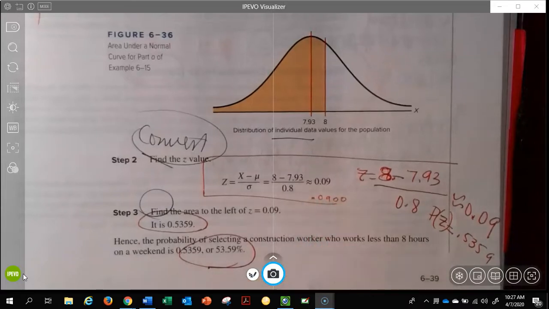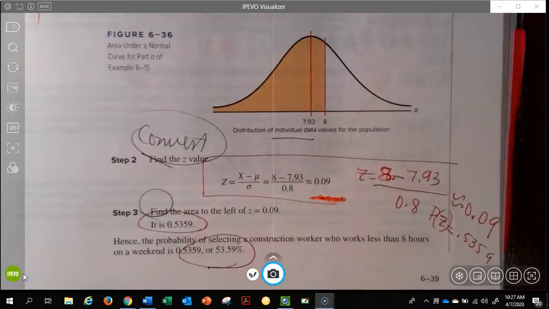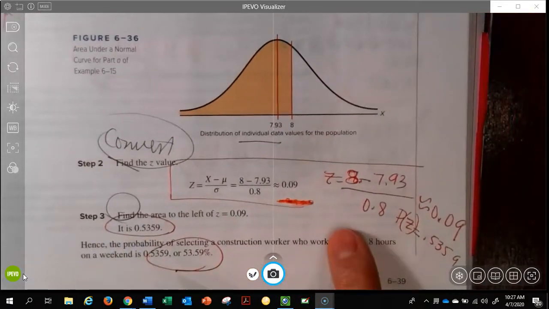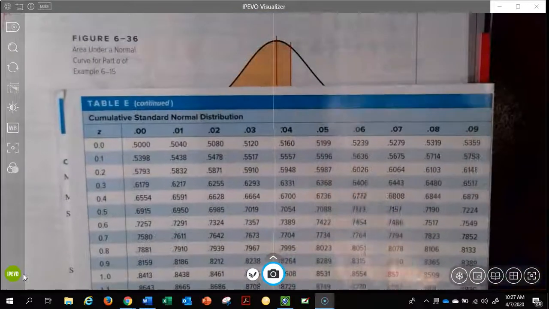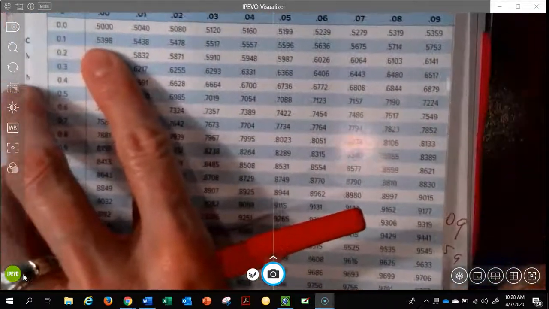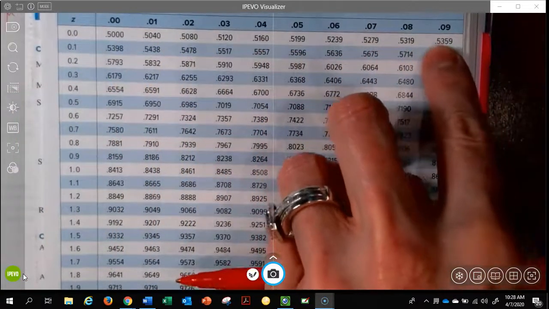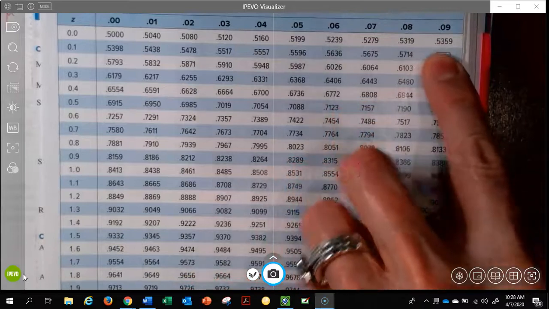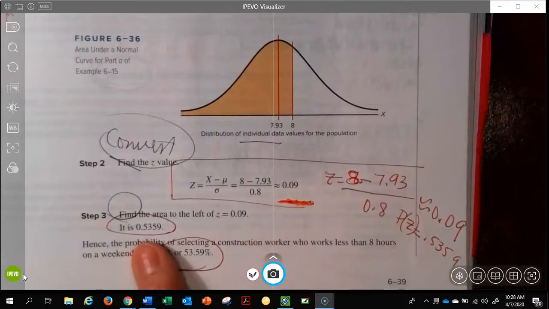I'm going to go ahead and add in my 0.09. I'm going to go look on my chart. I have 0.09. I'm at .5359. .5359. And this is my area.